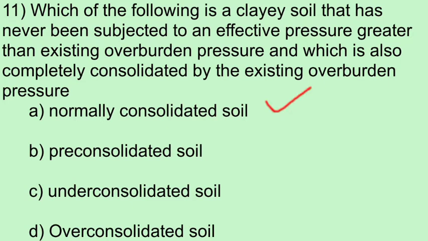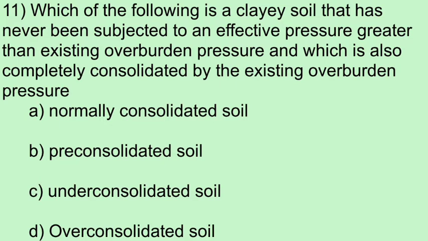The clay soil that has never been subjected to an effective pressure greater than the existing overburden pressure and which is also completely consolidated by the existing overburden pressure is called normally consolidated soil. Now, what is pre-consolidated soil? If the soil is loaded by delta sigma at present, which is already experienced by the soil in the past, then the soil is said to be over-consolidated or pre-consolidated soil.